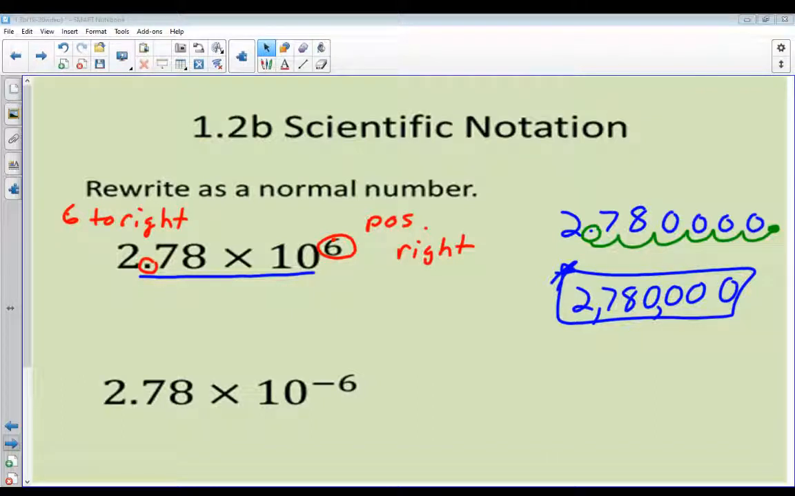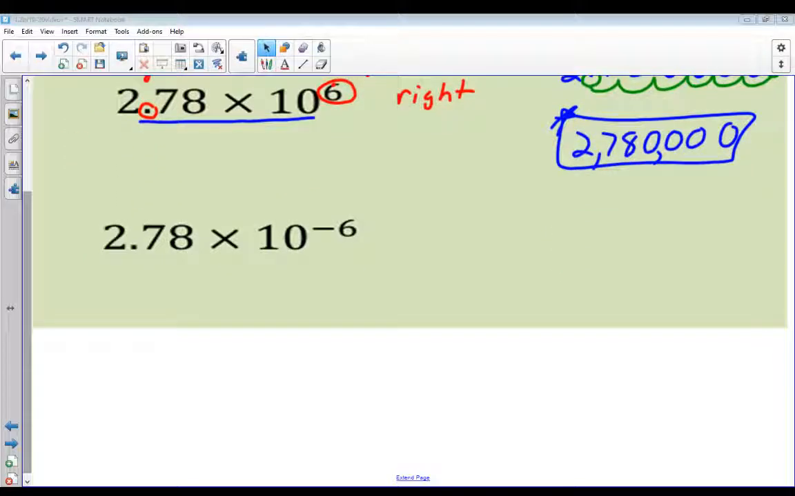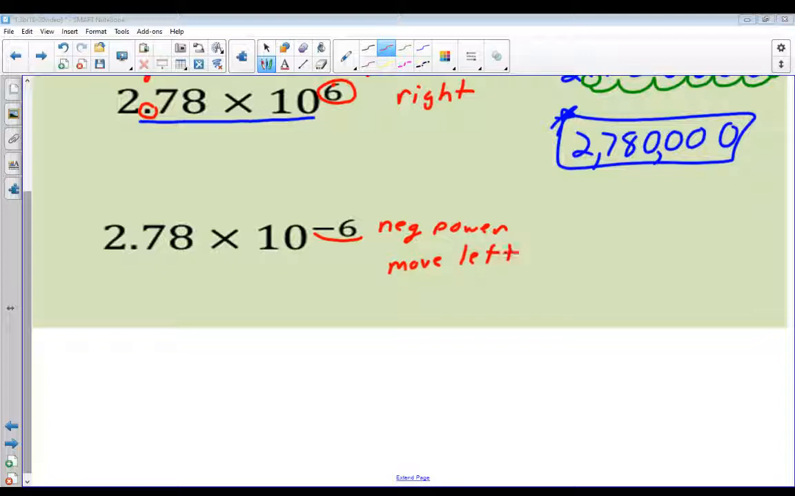The second example is very similar. Only if you notice here, the power is now negative. And if you have a negative power, that means when you move the decimal, you're actually going to move it to the left this time. So in other words, since we have a negative power, to rewrite it, you're going to move 6 spaces to the left. So let's go ahead and just do that over here on the side.